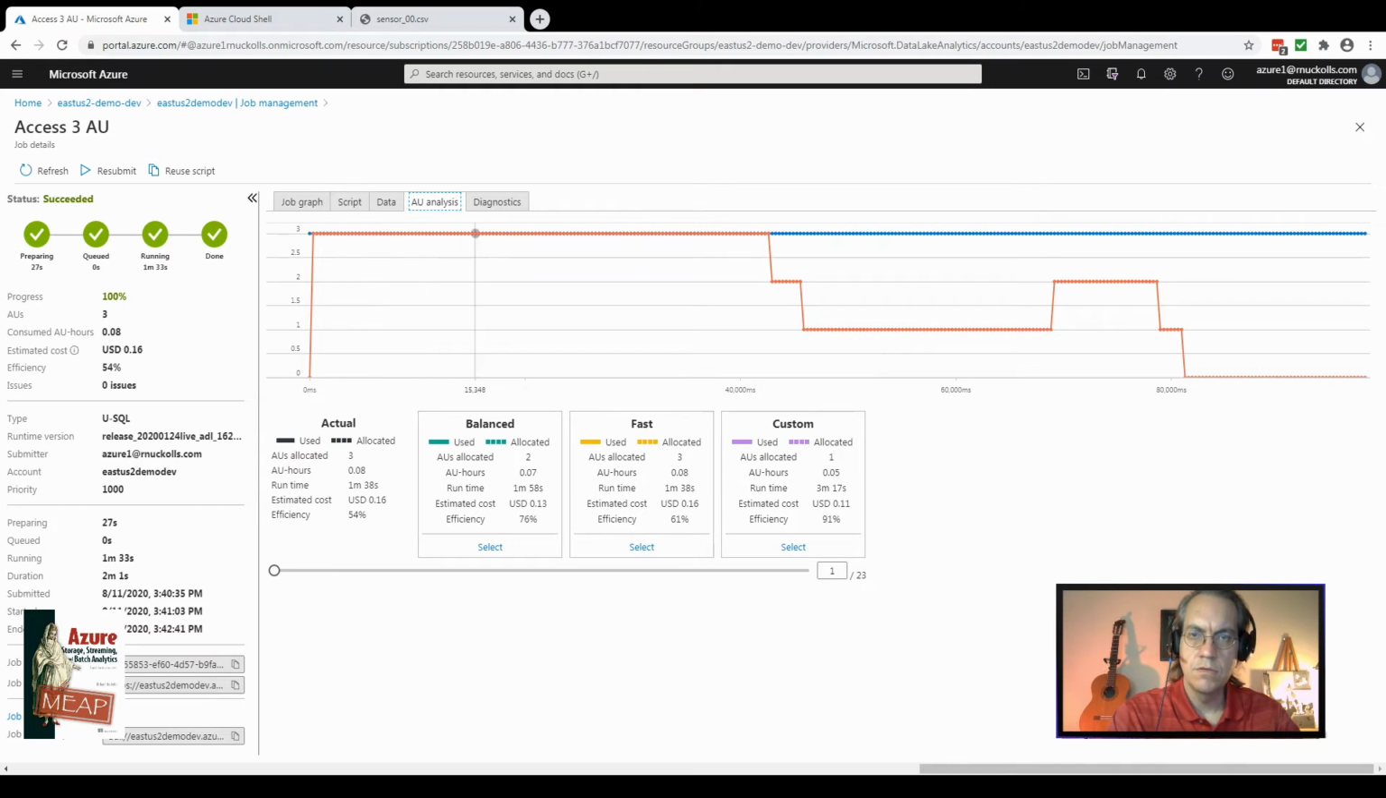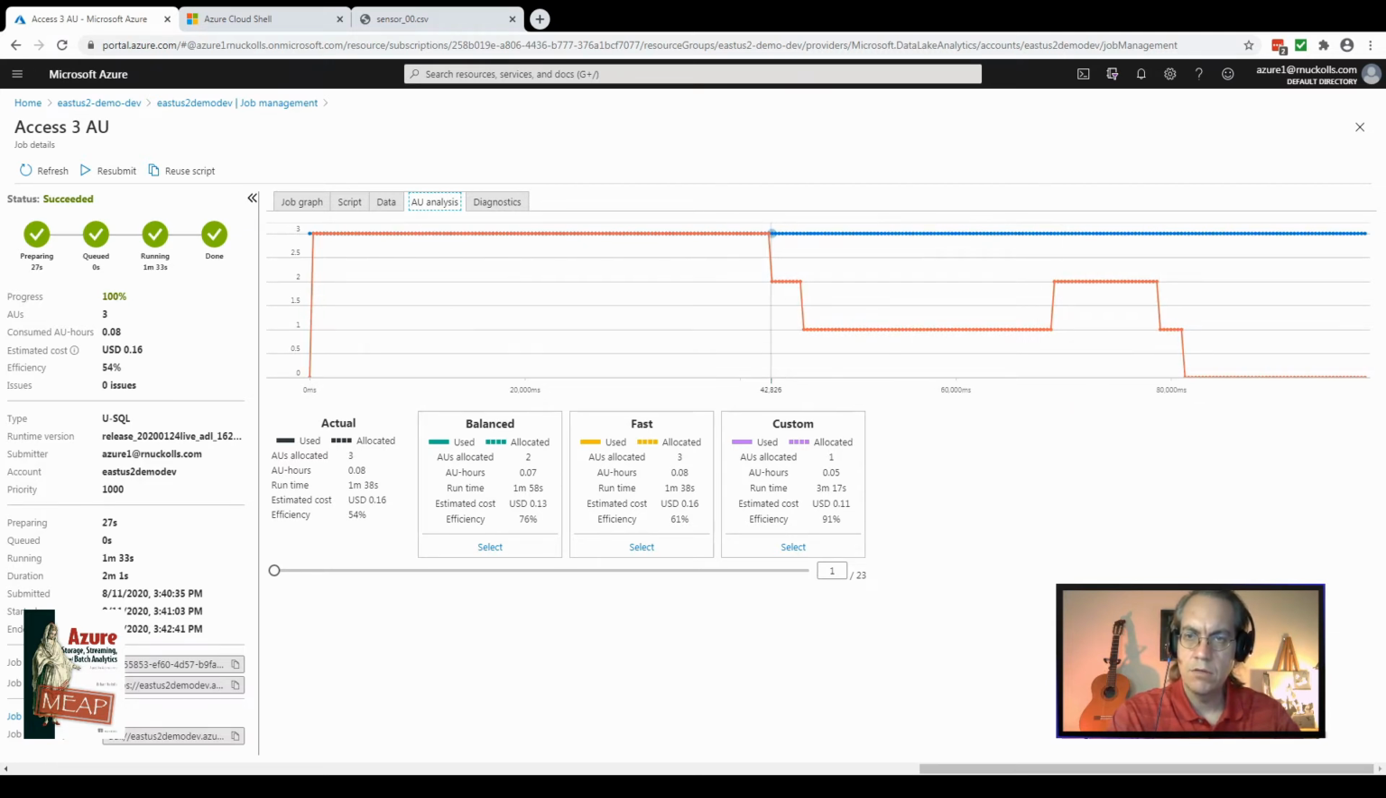As you can see, this is similar to the 2 AU run in that we have a period where we are reading into the cluster and on the nodes. Then we have a period of calculations where we're only using a single node to do the calculations on the data. Then we have another period where we are writing the output file out to our data lake store. And in this case, we're using 2 AUs to do that writing.